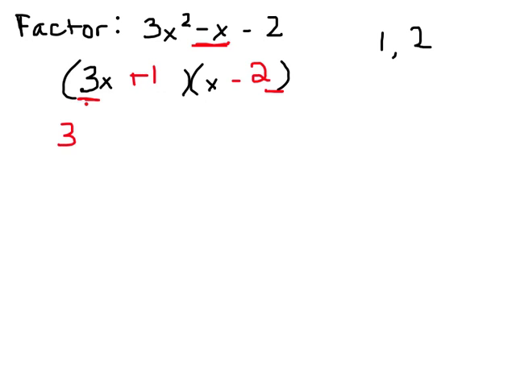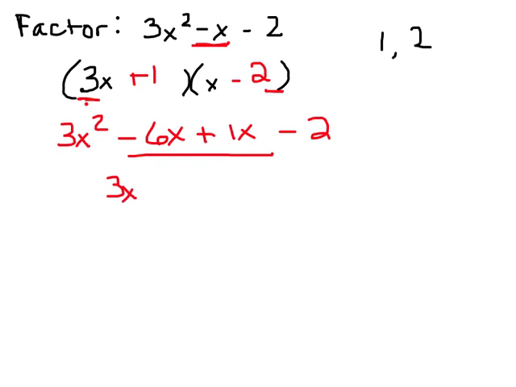3x times x is 3x squared. 3x times negative 2 is negative 6x. And 1 times x is plus 1x. And then 1 times negative 2 is negative 2. All right, so here's where you're going to tell the tale. When I combine those two middle terms, I'm going to get 3x squared minus 5x minus 2. That is not what I have here. So I did not do this in the correct order. So I'm going to start all over again.